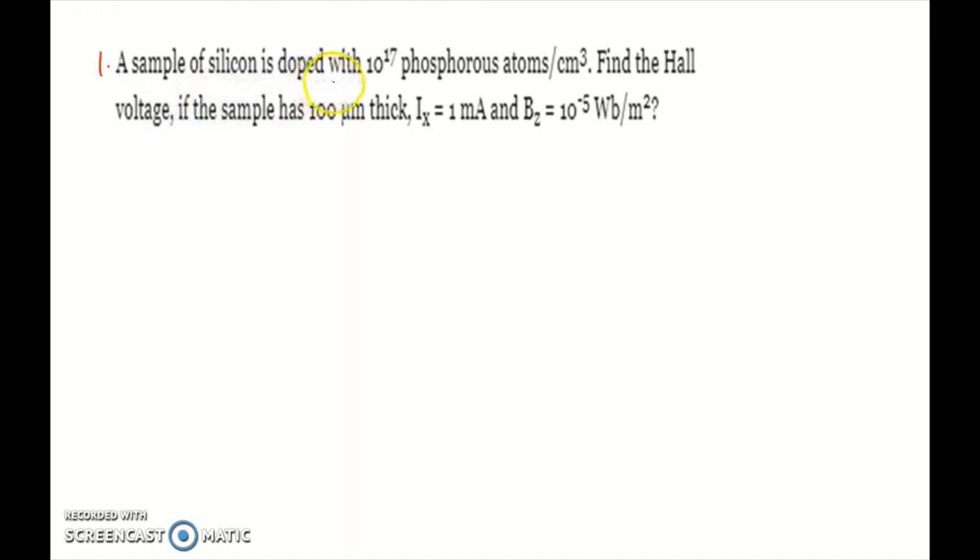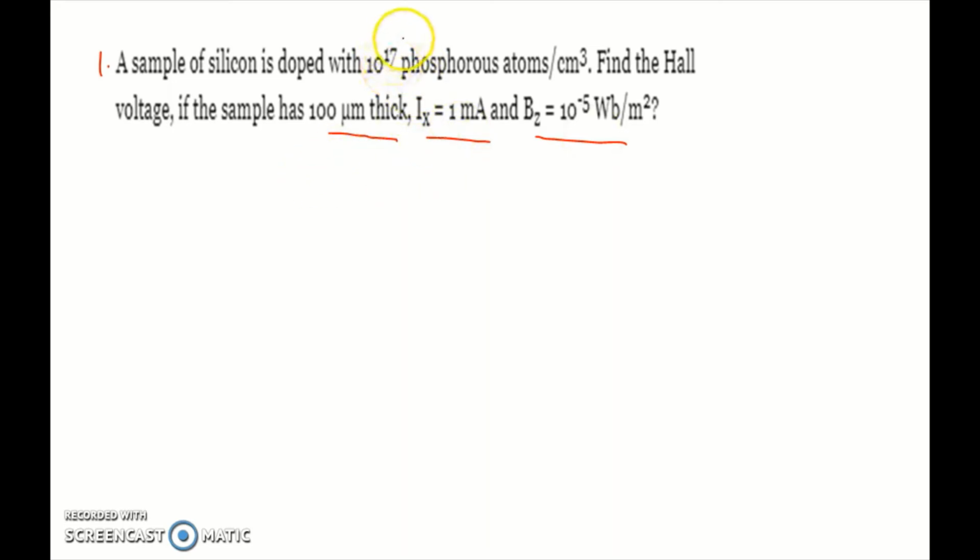So, coming to the first problem regarding the Hall effect: a sample of silicon is doped with 10 power 17 phosphorus atoms. Find the Hall voltage if the sample has 100 micrometer thickness, the current in the x-axis is 1 milliampere, and the magnetic field intensity in the z-axis is 10 power minus 5 Weber per meter square.